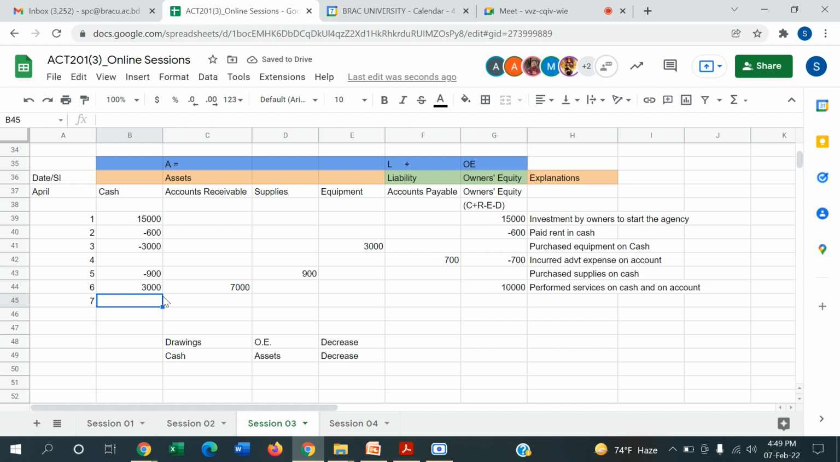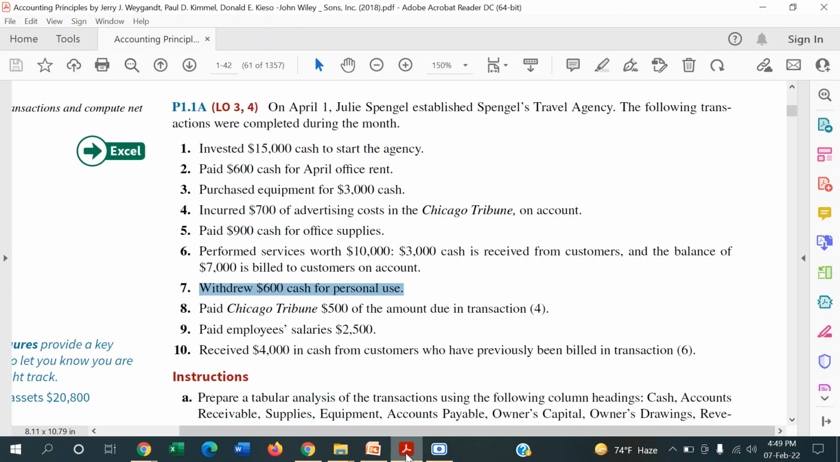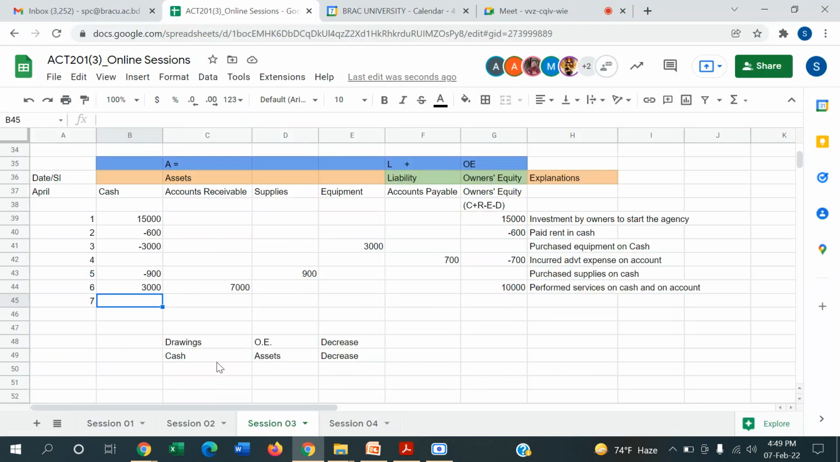Cash asset decrease. How much was it? 600. So, no worries, 600 cash reduced as we have mentioned. Another one is the drawings. We have directly recorded it. By the drawings, owner's equity decreases as well. Done.